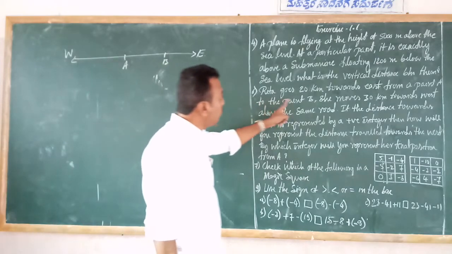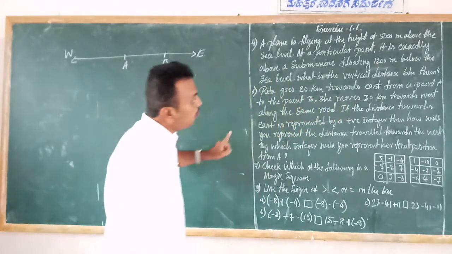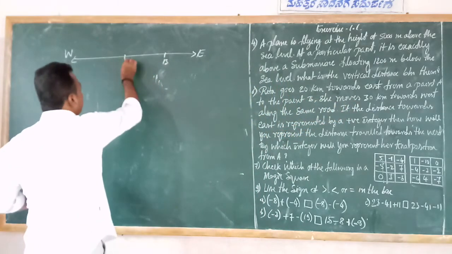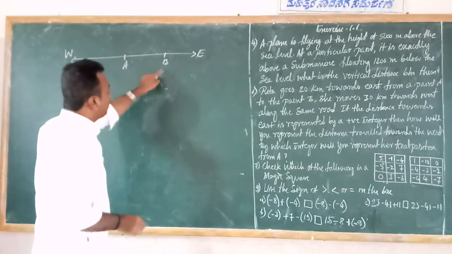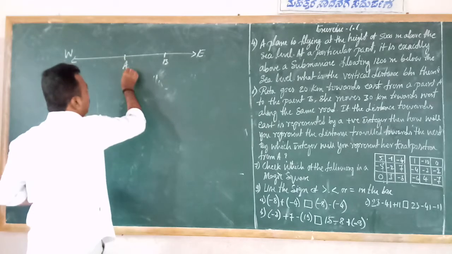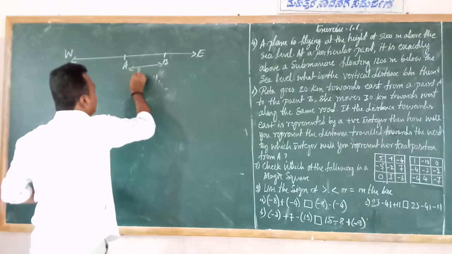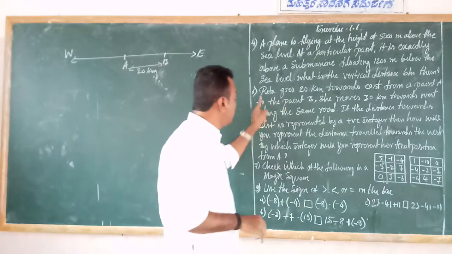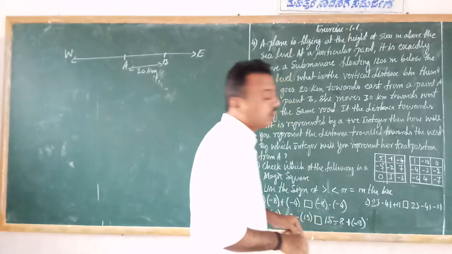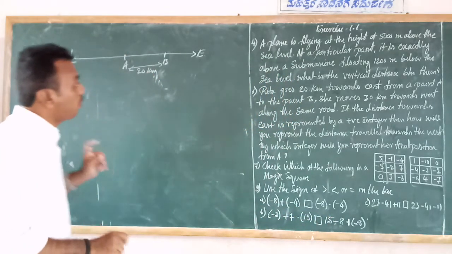So Rita goes 20 kilometers towards the east from the point A to the point B. Correct? So 20 kilometers. Okay, Rita goes 20 kilometers towards the east from the point A to the point B.